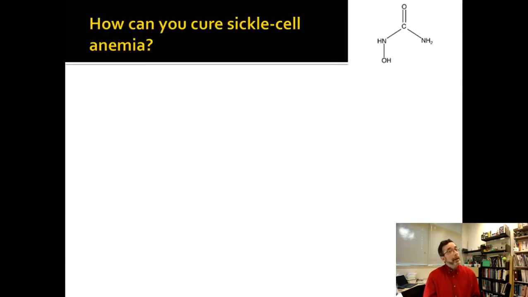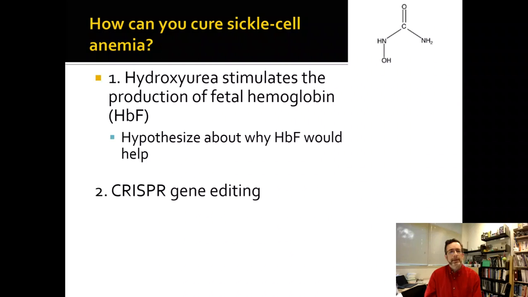So with that in mind, how can we cure sickle cell anemia? Well, one of the ways is with this little molecule, which is weird. It's hydroxyurea. If you remember the structure of urea, it's urea with a hydroxy on it. But I don't know how they found this out. But if you give this to somebody, they will actually make more fetal hemoglobin. So we've talked about fetal hemoglobin. Think about how it works. It has a higher affinity for oxygen. So if you stimulate more fetal hemoglobin, your body will be able to bind more oxygen.